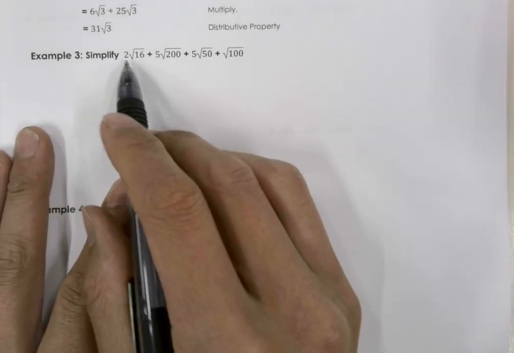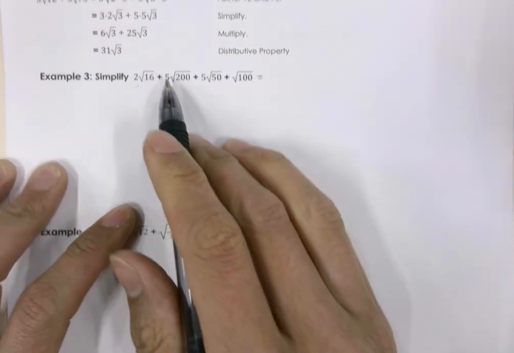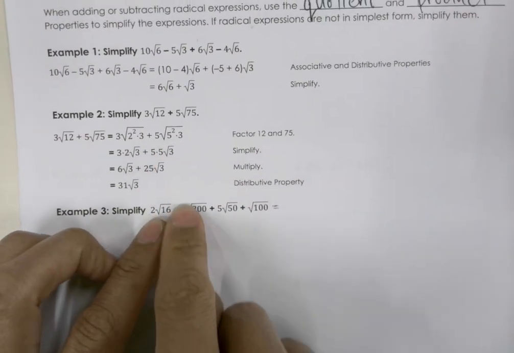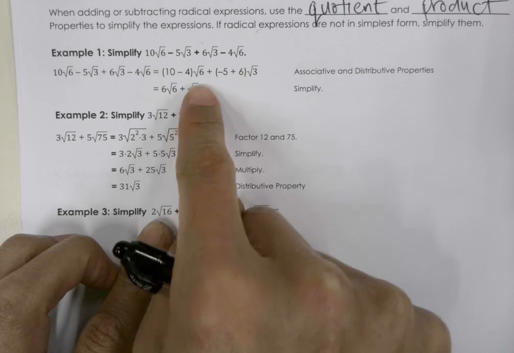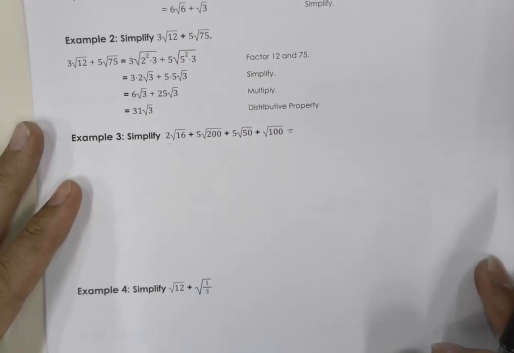All right, so let's go ahead and simplify this expression here. Let's do an equal sign. And what was the strategy? It was to simplify each term, right? And once we simplified each term, we combined any like terms, right?